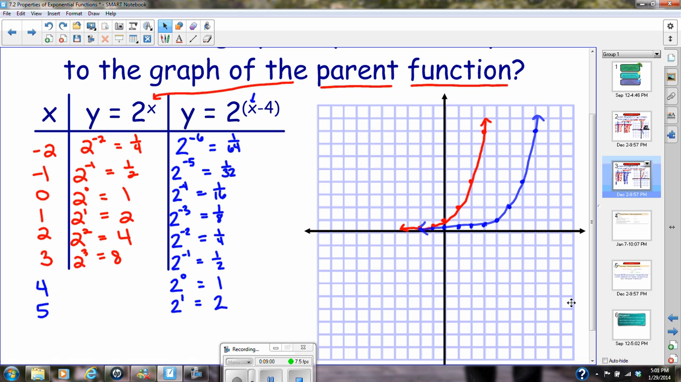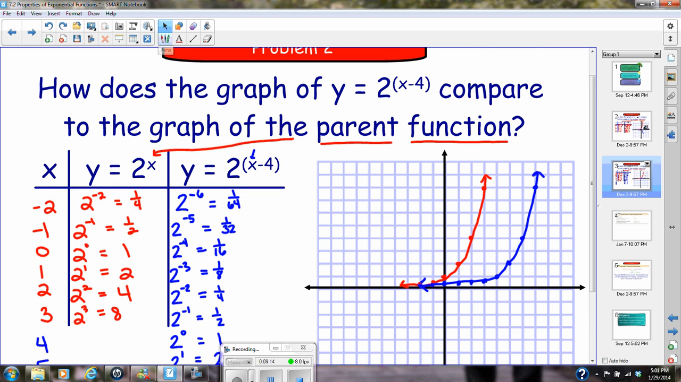And here's the graph of that line. So the question was, remember, how does the graph of the blue one, y equals 2 to the x minus 4, compare to the graph of the parent function, this red one? Well, if I look at each of my dots, I notice it's the same shift over every time, even down in these itty-bitty ones. And how much did it shift over? 1, 2, 3, 4. So it shifted 4 to the right.